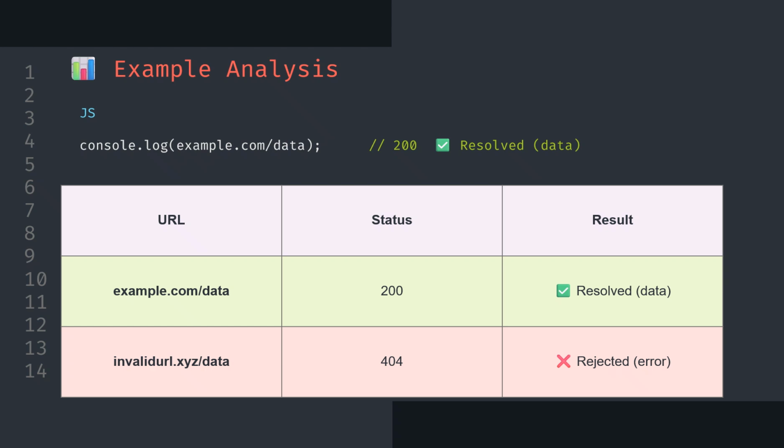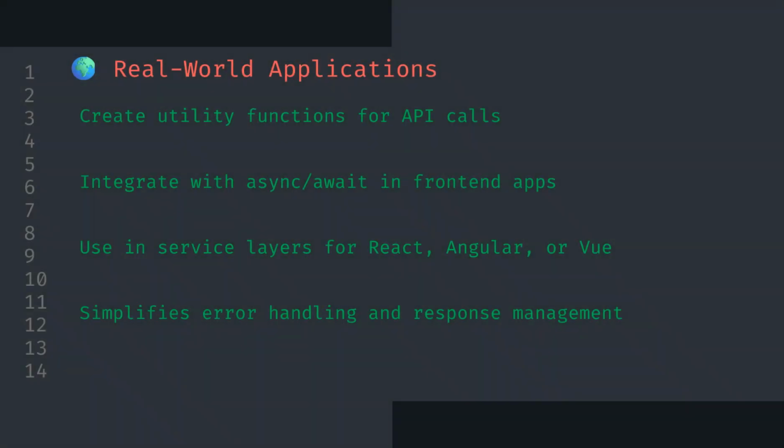Now let's discuss where you can use this in real projects. You can now convert all the APIs to promise-based ones. This makes your code easier to maintain, especially using async await in frameworks like React. Clear success and failure flows also improve debugging.